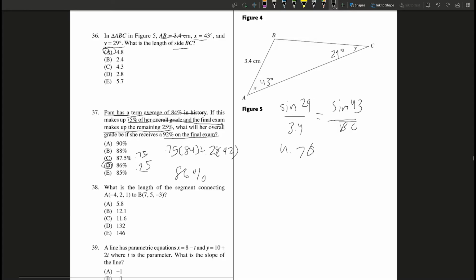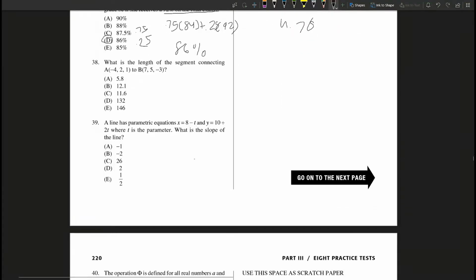That's letter D right here. So number 38 asks, what is the length of the segment connecting this point to this point? All this is just the distance formula, but in 3 dimensions. If you haven't gone over it in pre-calc, don't worry, it's literally just the distance formula.